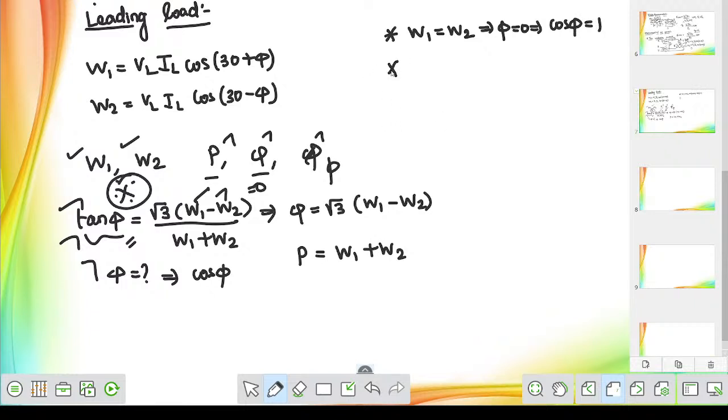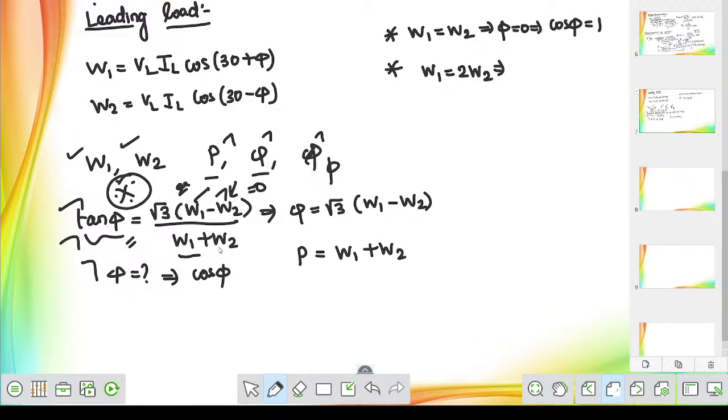That is one case. Now the second type of question is, if wattmeter 1 reading is double the wattmeter 2 reading, then what will be the power factor? If you keep that expression here, with wattmeter 1 becoming double wattmeter 2 reading, then what will happen? 2 times W2 minus W2 will become 1 in the numerator. In the denominator 3 will become, that will become 1 by root 3.